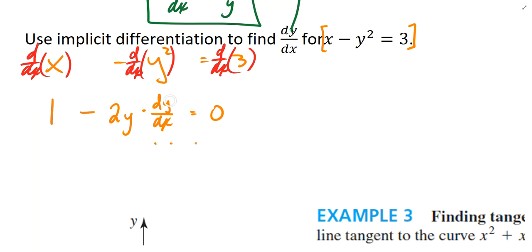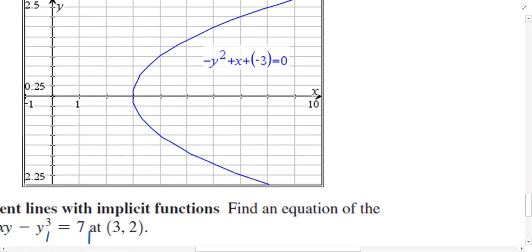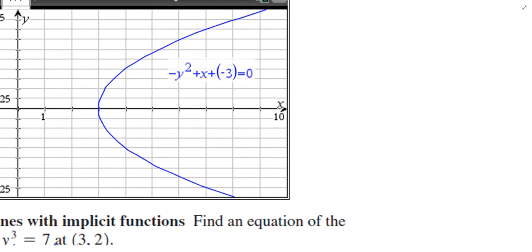We can do the math to isolate dy dx by subtracting 1 and then dividing by negative 2y. And we see that dy dx is equal to 1 divided by 2y. And on the right side of our handout, we've got our function. I should say equation, it's not a function. We've got our equation that's represented by that particular graph. And here again, we can find the slope of any point along the way.